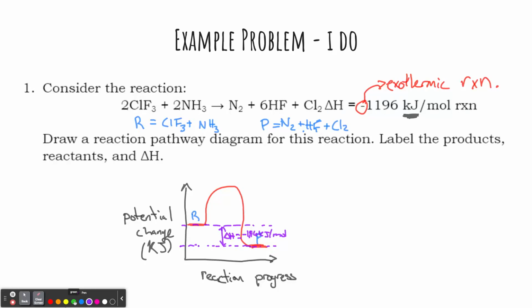Now, it didn't ask us to find the energy of activation, but we'll do it anyway. So the energy of activation is simply from the top of my hill to my reactants. So it would be this value here. This would be our Eact, or energy of activation. That being said, guys, that's as simple as these problems are. So again, just follow those 4 steps from the previous slide and you'll be good to go.